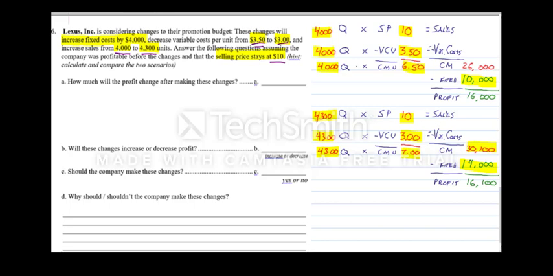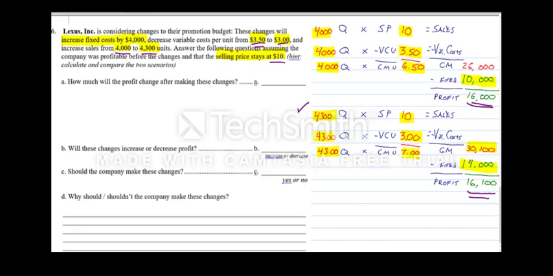So when you look at this, you say, okay, in the first scenario, we're going to have a profit of $16,000. But if we make these changes, we'll end up with a profit of $16,100. So it looks like we'll have more profit if we make these changes. So we should go ahead and do it. And you may be asking yourself, well, why would you spend $4,000 more just so you can have an extra $100 of profit? By spending $4,000, if you have an extra $100 of profit, you actually make $4,100. So anytime you can spend money and make more money, you should go ahead and do that.